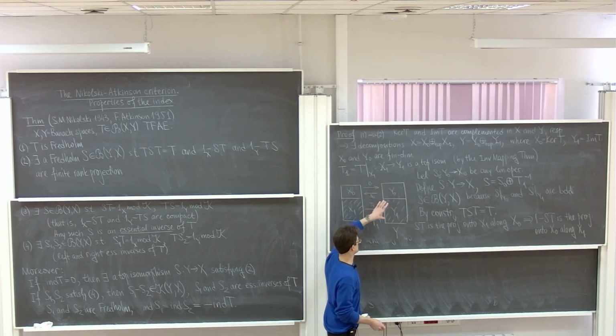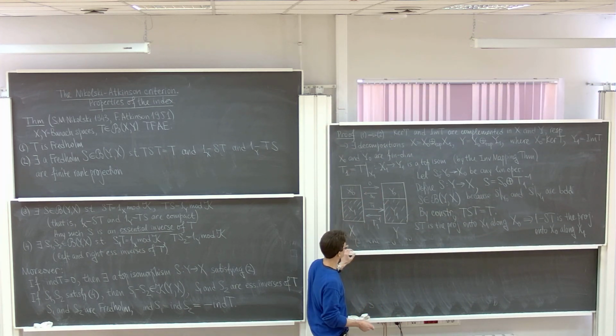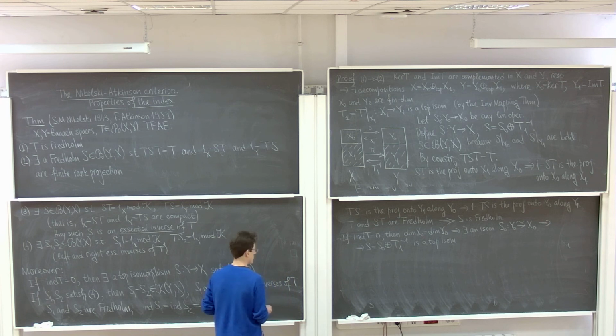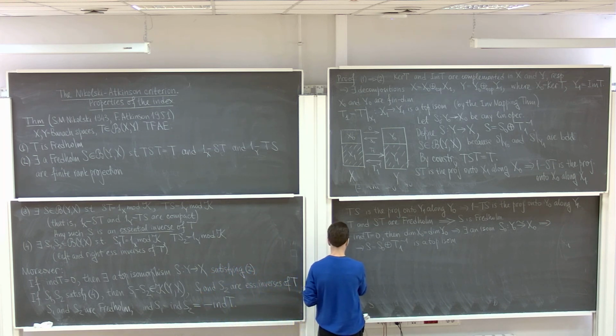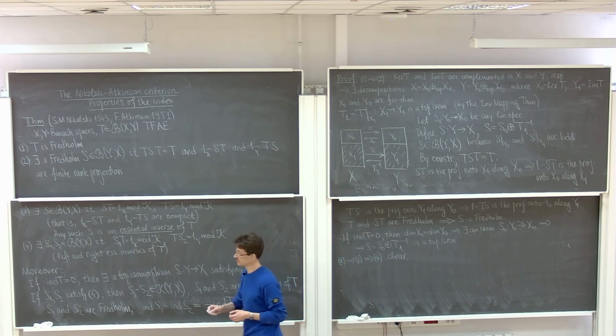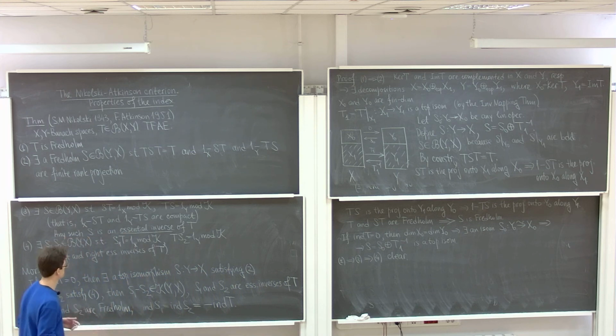Because each of the summands is a topological isomorphism. Okay. Now it's clear from our construction that 2 implies 3 and 3 implies 4. Because, well, a finite rank projection is a compact operator. And so if S satisfies 2, then the same S satisfies 3. And of course, 3 implies 4. That's clear. If we have an essential inverse, then S is both a left and a right essential inverse.